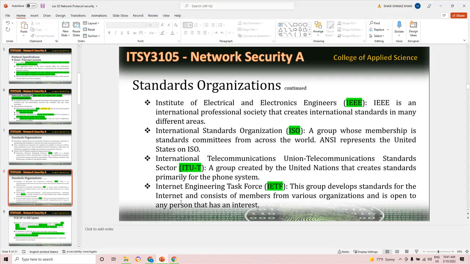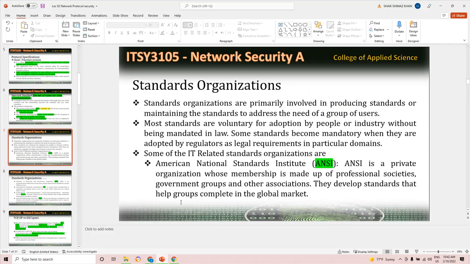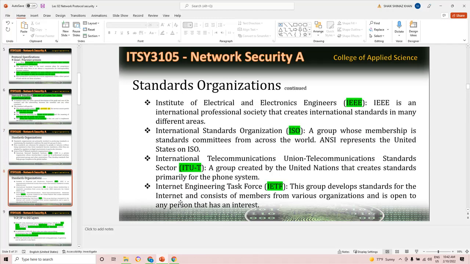So ITU is for telecommunication. Now we have mobile communication, so they are related to telecommunication. Other than this, there is nothing to memorize here. Is it clear, students? Please remember the names. Okay, am I clear, students?